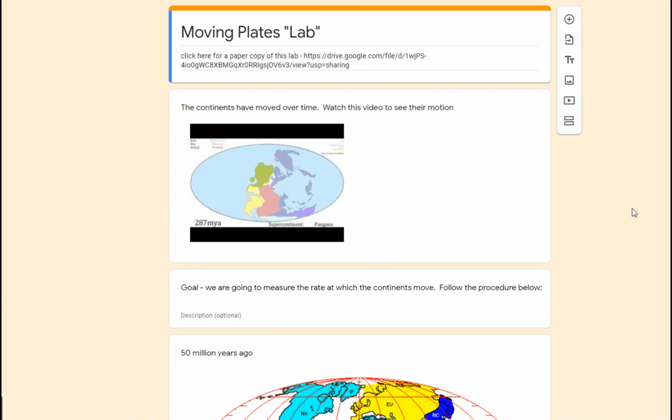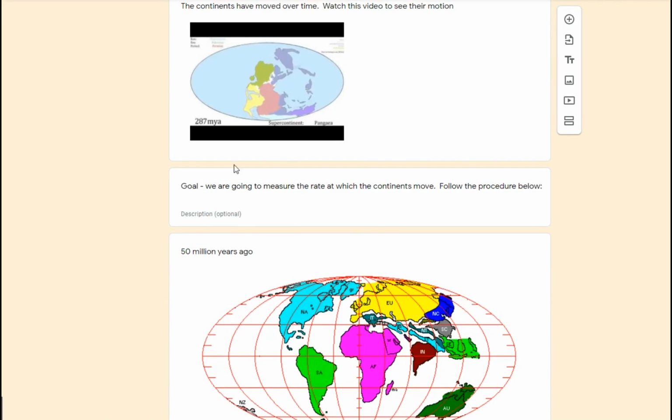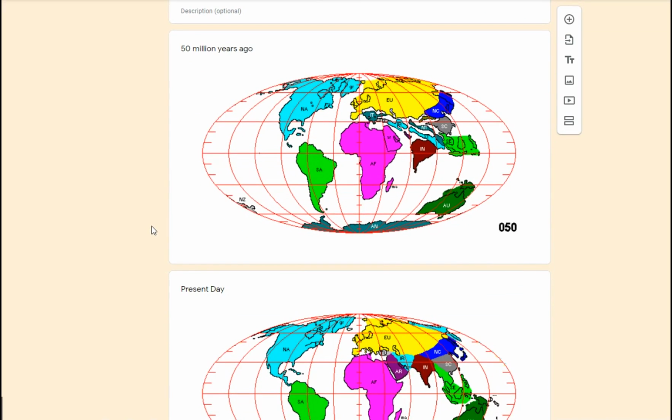First off, as we've been talking about in the classroom, the continents have moved over time. If you want to watch the whole entire motion of what we know, check out this video right here. There's a video that shows all the motions of the continents over time, including what Pangaea looked like many million years ago. So our goal is to figure out how fast these continents are moving, and we can do that with these two maps.